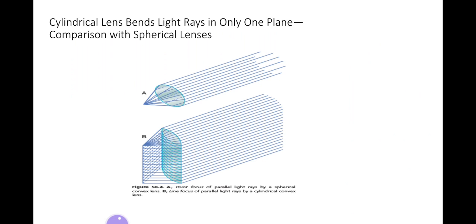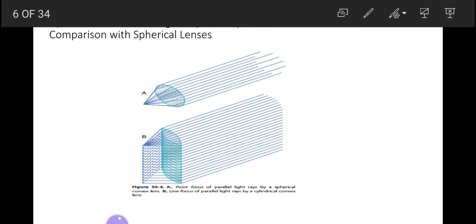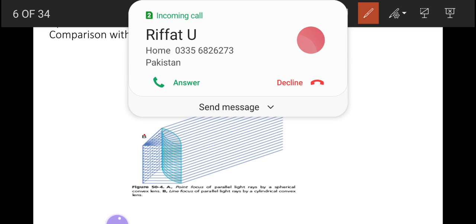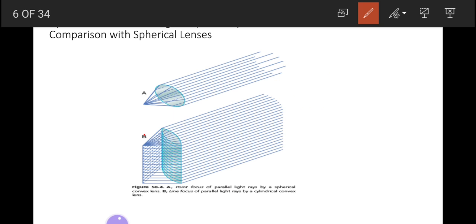Next is the cylindrical lens. This slide shows the comparison of the cylindrical lens with the spherical lens. B point shows point focus of the parallel rays, and the line focus of the parallel light rays by the cylindrical lens.